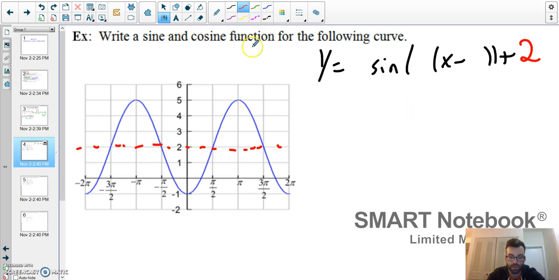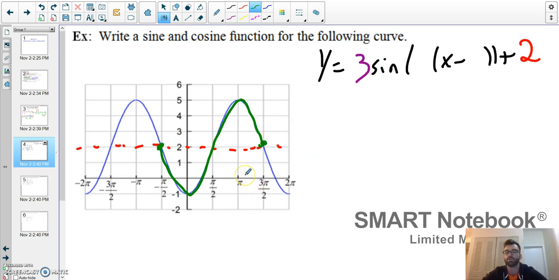Next I want to determine my a value, my amplitude. I travel up 1, 2, 3 and down 1, 2, 3. So my amplitude is 3. Now this one's a little funky. If I were to start here and look at my sine curve, I have to go around here and then I could estimate about where it is. Or I could backtrack to my midline and start there so I could see a full period.